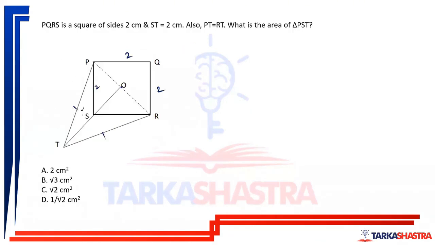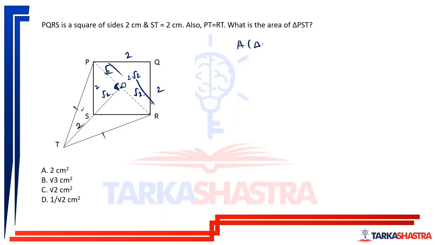ST is given to us. That's 2. So this is 2, this is 2. This PR will be 2 root 2. And then this OP will be root 2. This will be root 2. Similarly, this is the midpoint. If OP is root 2, this will also be root 2. Okay, and this will be 90 degrees. Why? Because the diagonals of the square, they are perpendicular bisectors of each other.